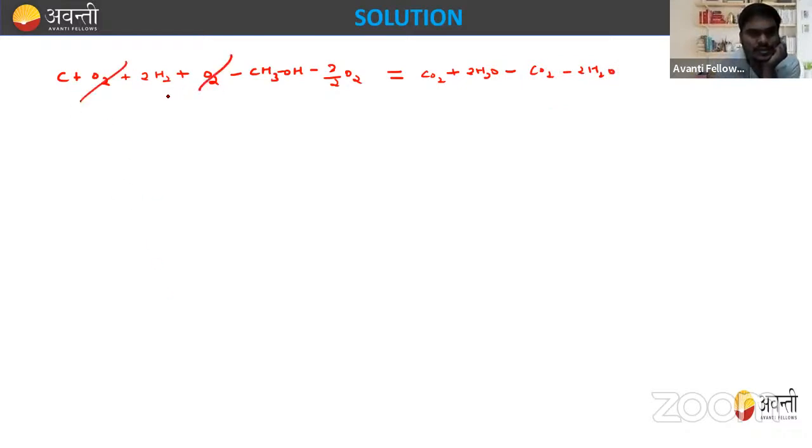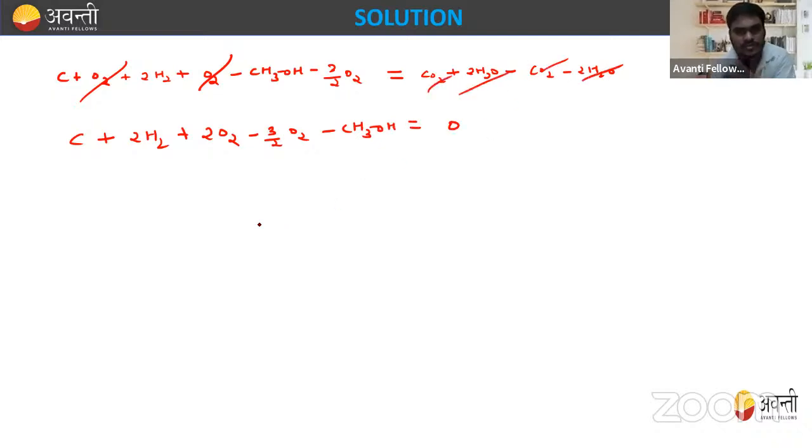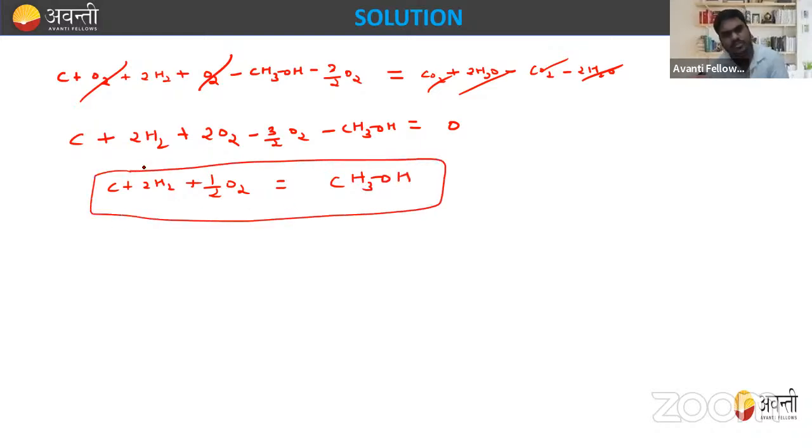As we can observe here, the O2 gets cancelled. So this will become C, this will become 2H2, and the O2 becomes 2O2 minus 3 by 2 O2 minus CH3OH, and this will cancel out. This will become 0. So here we get C plus 2H2, and we know that 2O2 minus 3 by 2 O2 is equal to half O2. So this will become half O2, and this CH3OH, if it comes to this side, will become positive. This is the required equation, the one we want to prepare. So yes, it is confirmed.